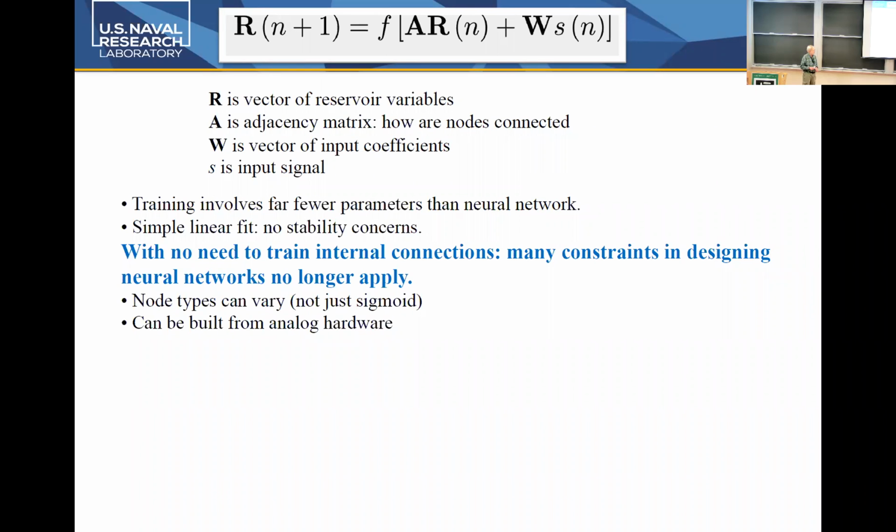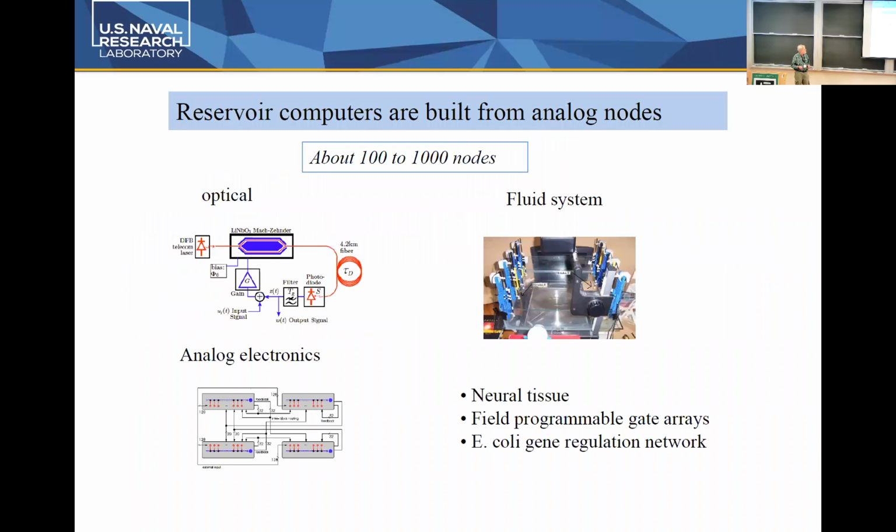The nice thing here is this involves far fewer parameters than a neural network, and the training is just a simple linear fit. So a lot of the concerns with training of a recurrent neural network don't exist here. Because you don't need to train internal connections, a lot of the constraints in designing a neural network don't apply. And that means node types can be all different sorts of nonlinearities. And it means also we can build these from analog hardware, which means they can be a lot faster and lighter potentially than a digital system.